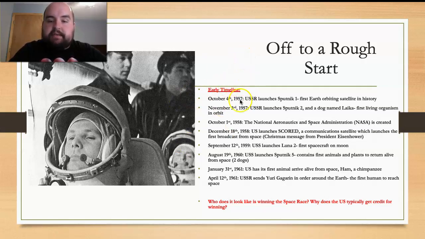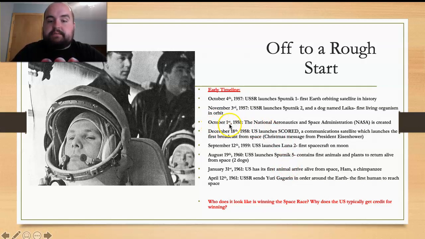Late 1957, the USSR launches Sputnik 1. This is the first Earth-orbiting satellite in history, artificial satellite at least. So the Soviet Union literally did beat us into space. By the next month, they had also launched Sputnik 2 and a dog named Laika, if I'm pronouncing that correctly, which was the first living organism in orbit.